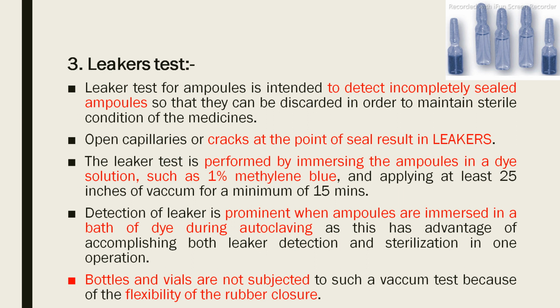Bottles and vials are not subjected to the leakers test because bottles and vials contain rubber closures, and this rubber closure becomes flexible after keeping in the autoclave at 121 degrees Celsius for 20 minutes. So that's why this test is not applicable for bottles and vials.